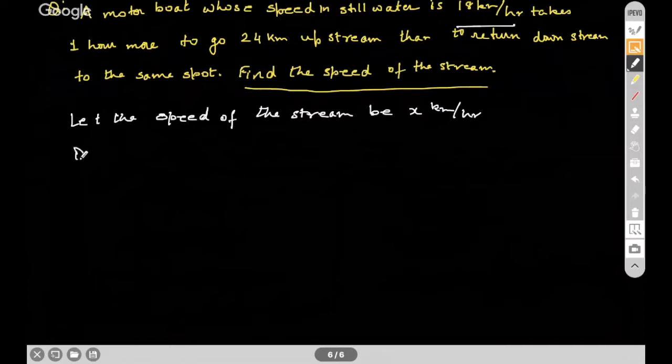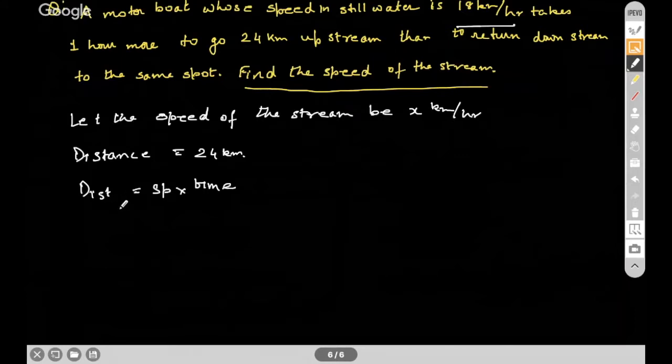So what is the distance traveled? 24 kilometers is given actually, 1 hour more to go 24 kilometers upstream. So distance is 24 kilometers. Distance is equal to speed into time. We know that, if speed is constant, then distance is speed into time. So 24 kilometers is equal to the speed, let's say while going upstream, it takes time t.